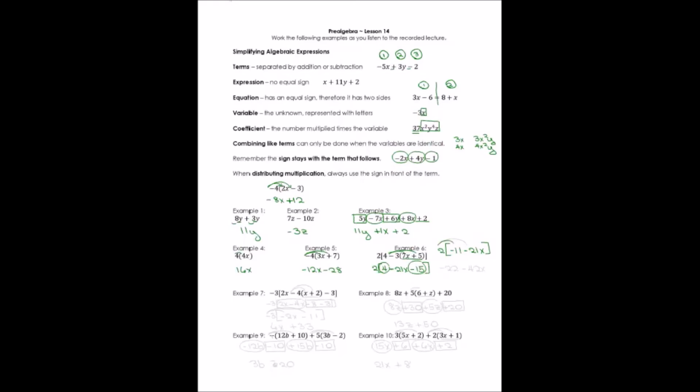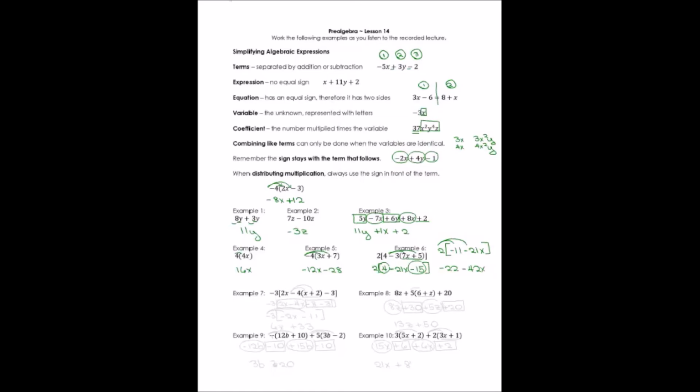2 times negative 11 will give me a negative 22. And 2 times a negative 21x is going to give me a negative 42x. Now take a look at your terms. Can anything else be done with those terms? I think not. I think we're pretty much finished distributing multiplication, and those two terms are not alike, so they cannot be combined.